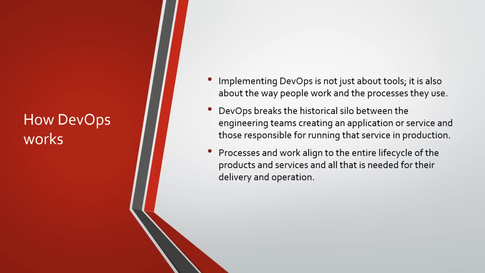Implementing DevOps is not just about tools. It is also about the way people work and the processes they use. DevOps breaks the historical silo between the engineering teams creating an application or service and those responsible for running the service in production. Processes and work are aligned to the entire life cycle of the product and services and all that is needed for their delivery and operations.